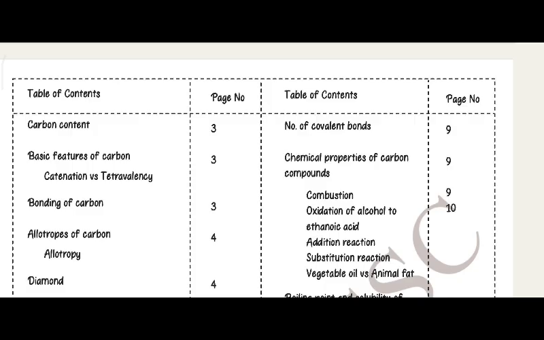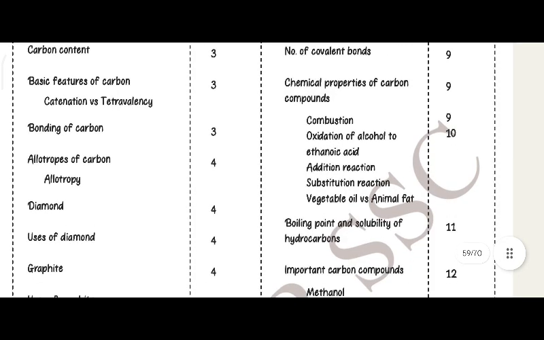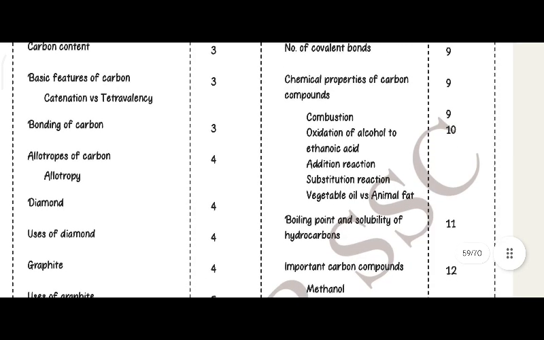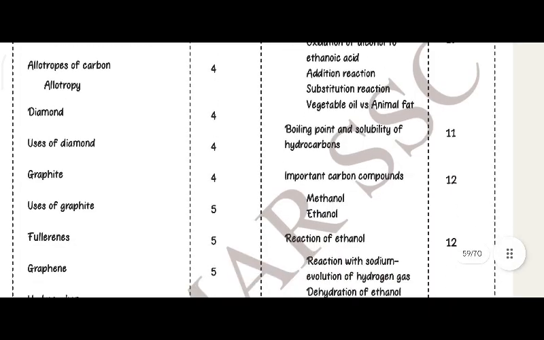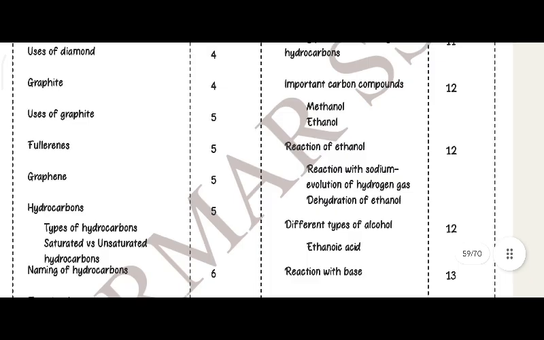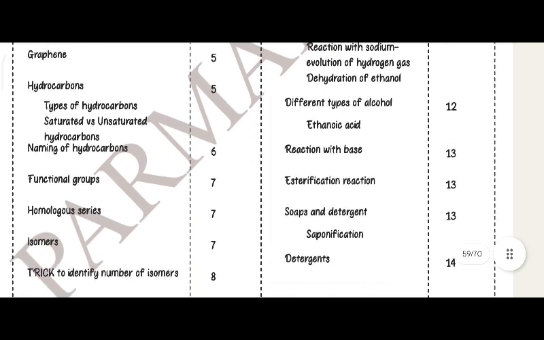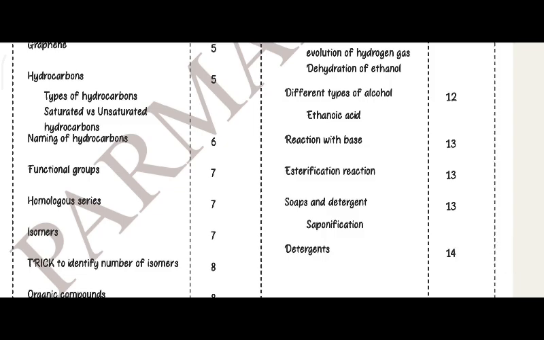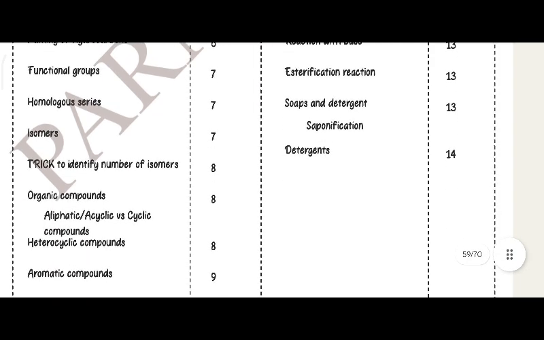Basic features of carbon. Catenation versus tetravalency. Bonding of carbon. Allotropy of carbon. Allotropy. Diamond. Uses of diamond. Graphite. Uses of graphite. Fullerenes. Graphene. Hydrocarbons. Types of hydrocarbons. Saturated versus unsaturated hydrocarbons. Naming of hydrocarbons. Functional groups. Homologous series. Isomers. Trick to identify number of isomers.